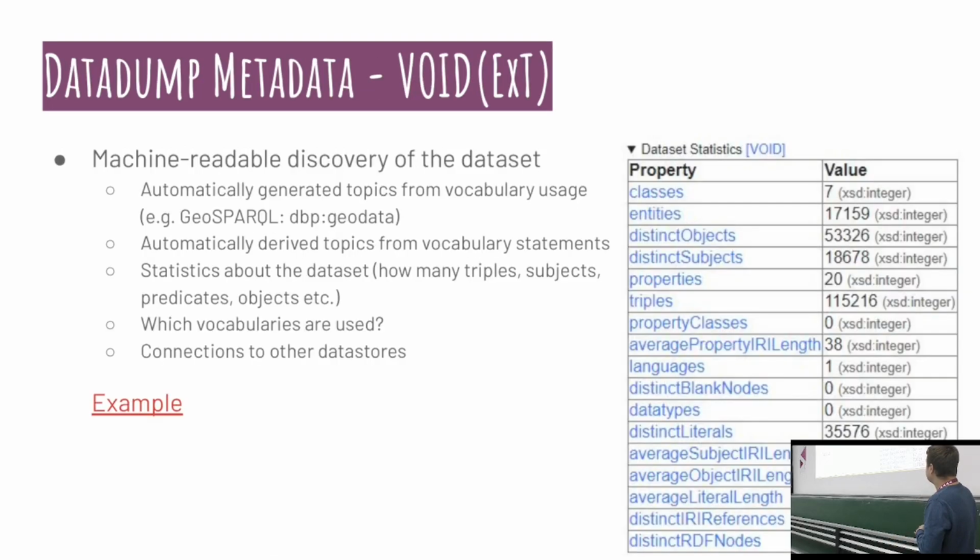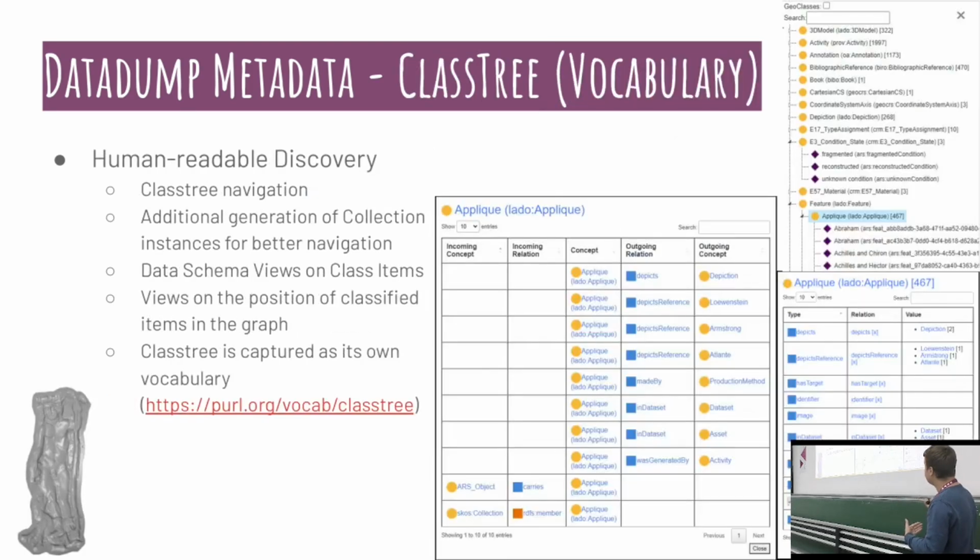And also, you will find that it will create a VoID file. If you're familiar with that, VoID is a vocabulary that provides statistics on your graph. And it will also try to guess what data is in your graph, depending on the vocabulary in your graph. For example, if you have geometry data in your graph, it will assign a topic to this VoID file that will say, oh, there's geospatial data in there.